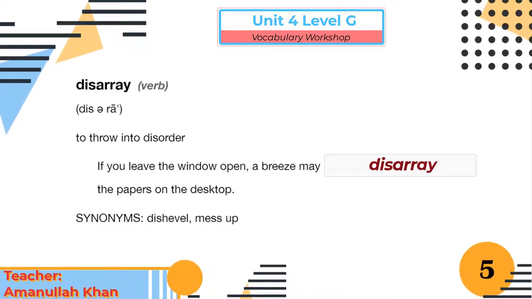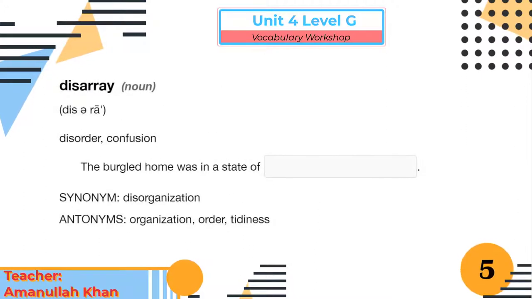Now you say disarray. Try the word again. Disarray is a noun meaning disorder, confusion. Here are a few ways in which disarray can be used. After the storm had passed, the town was left in a state of disarray. Moving the meeting to the afternoon caused disarray for everyone in the office.